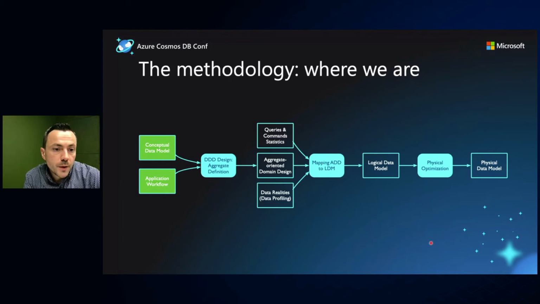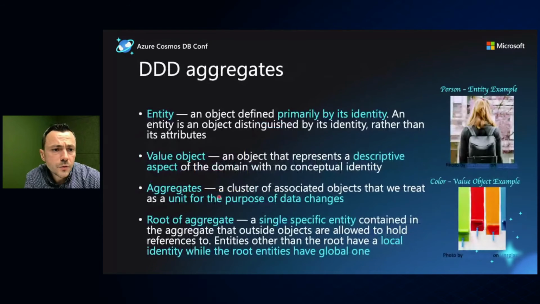So where we are right now, we discussed conceptual data models and application workflows, the two main inputs. The next step would be to create aggregate-oriented domain design. So how to do that? It's a pretty big topic, and you can read a lot of good resources, for example, Eric Evans' book. It's one of the first and best ones. But let's go through it really briefly.